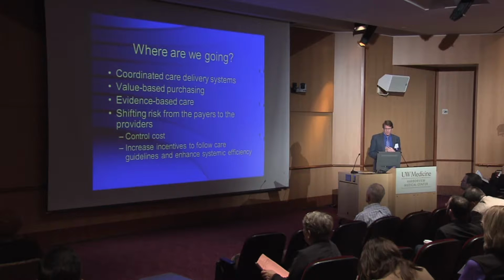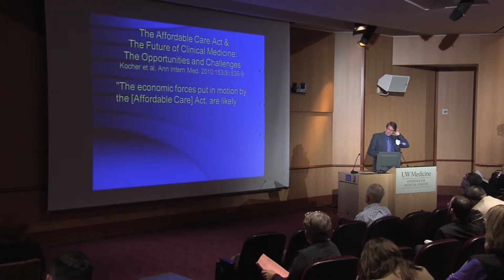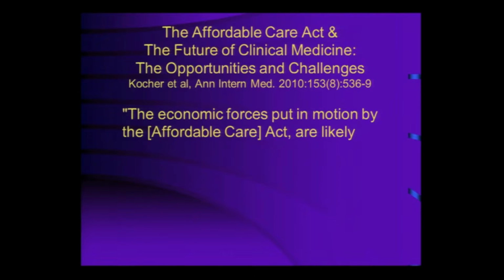So the idea being to control cost and change the incentive structure so that doctors and providers follow guidelines and enhance systemic efficiency, and the hospitals become more efficient, not just us, it's everybody. And if you look at the Affordable Care Act, which is what shut down our government recently, there's an article by the authors of that act, Bob Coker and a few others, who wrote most of the language in that act. And this is interesting because it states their intent. This is the intent of the law that is now the law of our country.